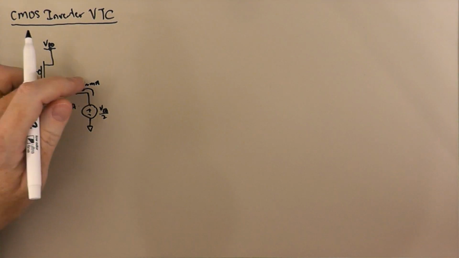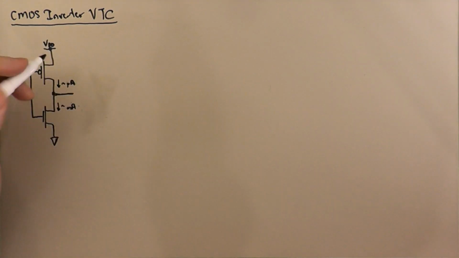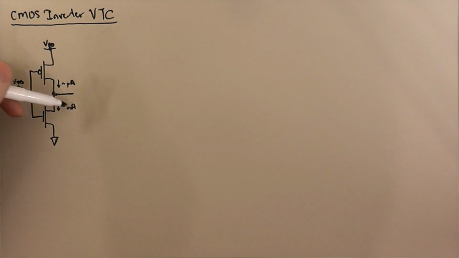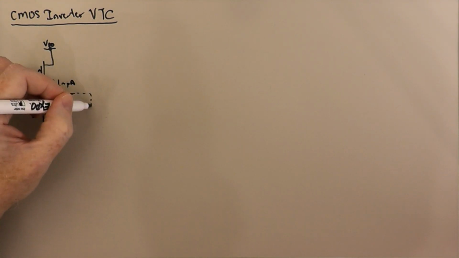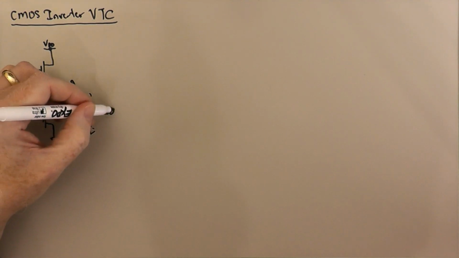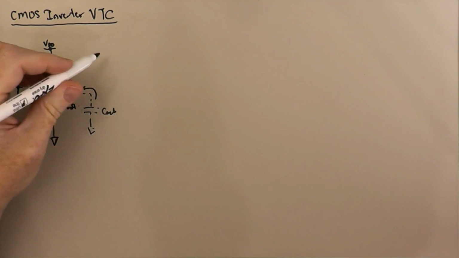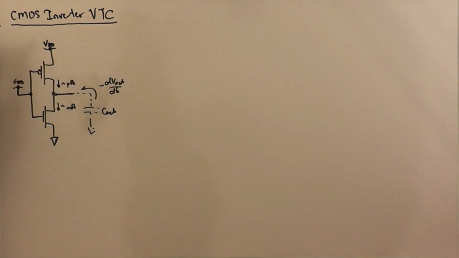And if we were to, again, let go, disconnect that voltage source, where's that excess milliamps of current going to come from? Well, it's going to come from, again, our parasitic output capacitance. And we're going to be discharging, so we're going to have a minus dV out dt. And this voltage is going to start to drop.